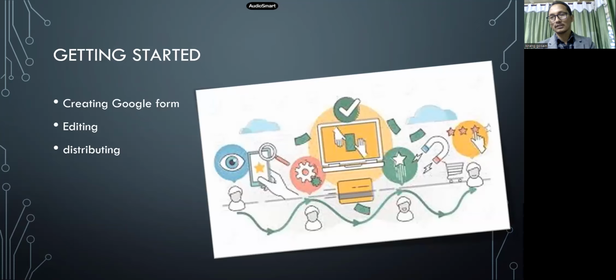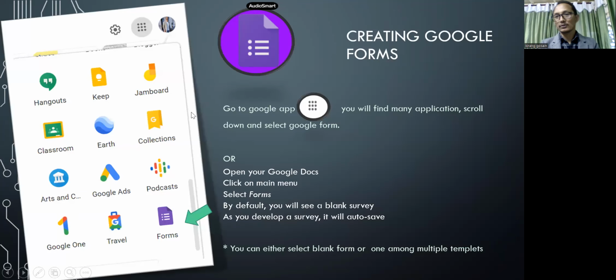Okay, now we are going to start practically in creating, editing, and distributing forms. So let's begin. How to open Google Form? How to create Google Form? To create Google Form, you have to go to Google Applications. You can see the symbol here, and you'll find many applications there. You have to scroll down and select Google Form. Or simply you can open Google Docs, click on the main menu, and select Forms.